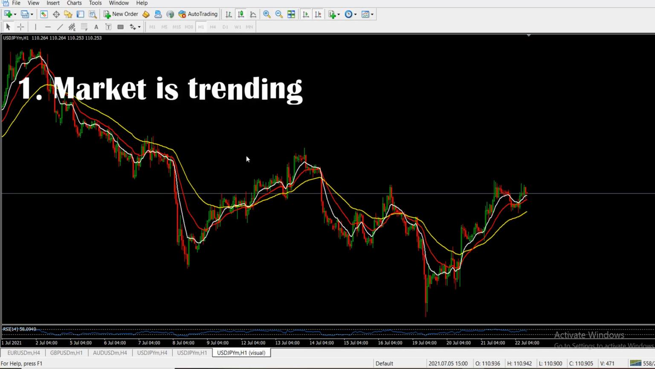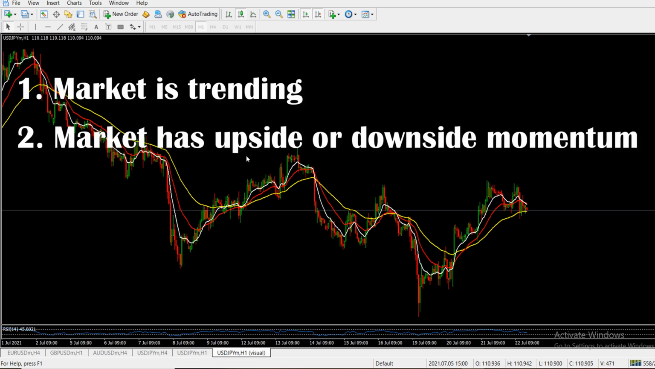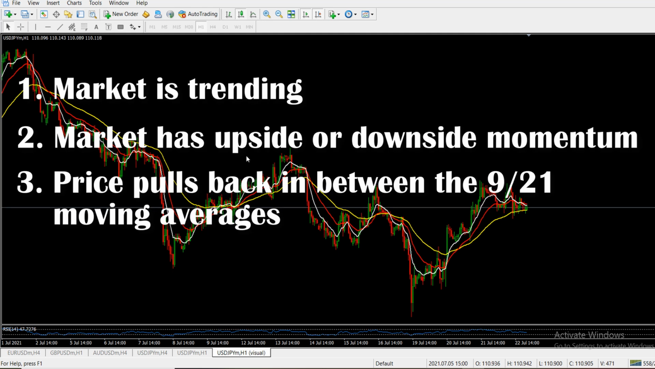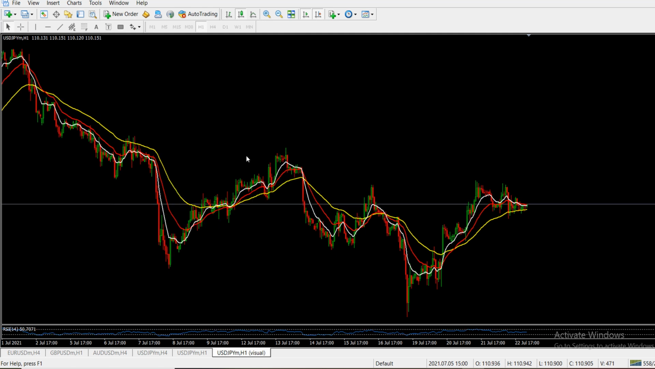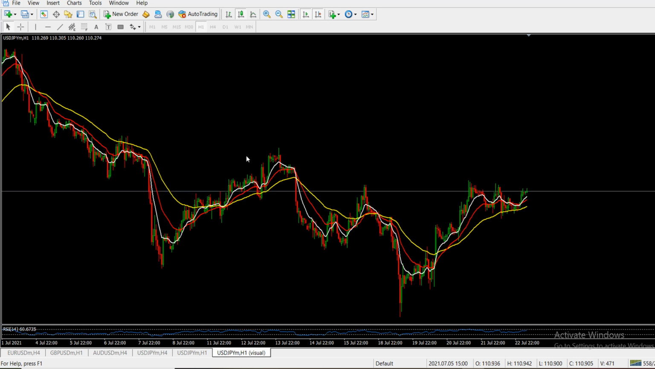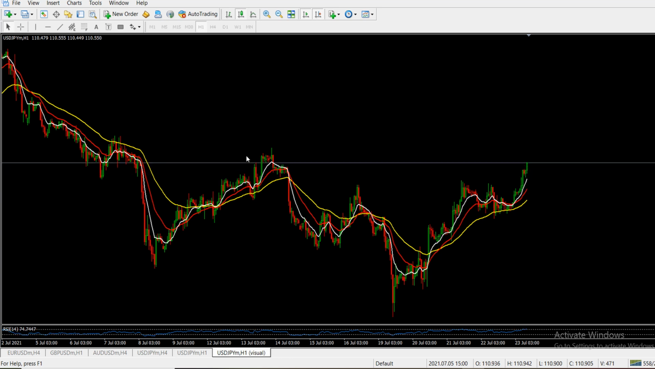The key points are: 1. Market is trending. 2. Market has upside or downside momentum. 3. Price pulls back in between the 9 and 21 moving averages. As with all trading strategies, backtest your rules and design a trading plan that includes everything from markets to risk tolerance.